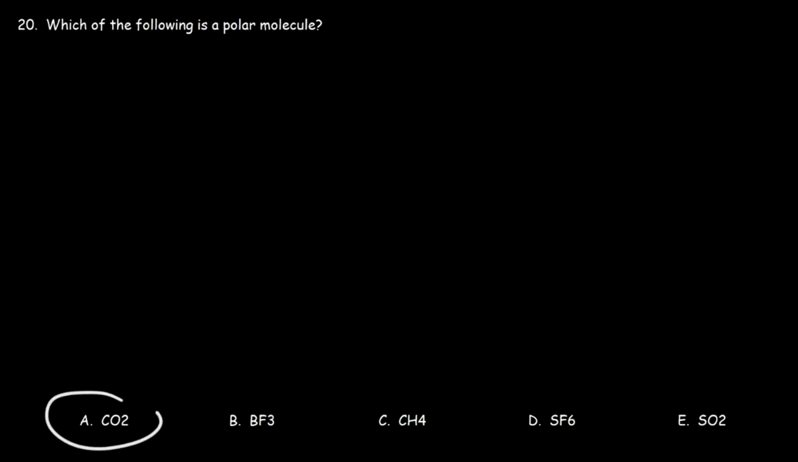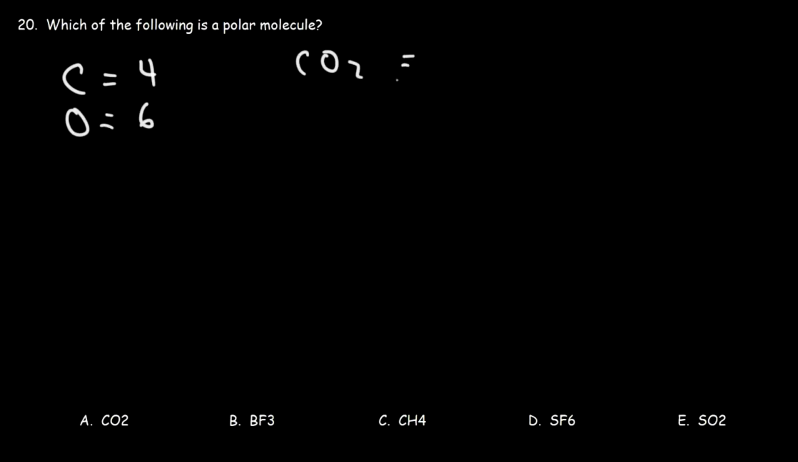Now let's start with carbon dioxide. Carbon has 4 valence electrons. Oxygen has 6. So in CO2, it's going to be 4 plus 2 times 6. So that's 12 plus 4, which is 16. So we have a total of 16 valence electrons in CO2. Now 16 is a multiple of 8. So that tells us that we're not going to have any lone pairs on the central carbon atom.